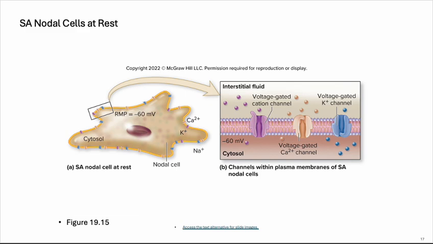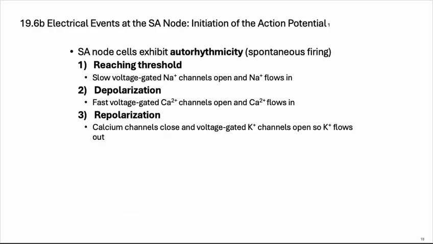So the channels that we're going to talk about are going to be initially those involved with sodium. We'll then move to calcium, and then we'll talk about the role of potassium in this initiation of our electrical signal, right? So these are three main phases that we're going to talk about, and again, you can see those relevant ions. So sodium first, then calcium, and then potassium.